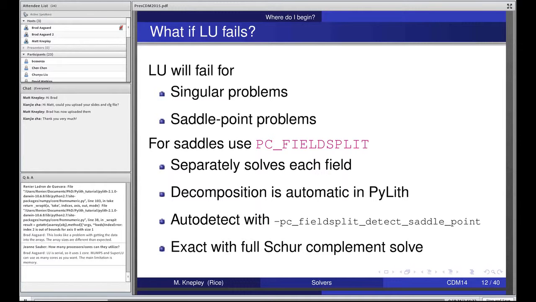So if you use the field split preconditioner, which means decompose the problem into blocks, detect a saddle point, which it will, and detecting is easy, it just looks for zeros on the diagonal of the problem. Then it can pull it apart into blocks, do a direct solver on each block, and put it back together. And this process is called a Schur complement. And so it will automatically do Schur complements if you ask it to, and this is what you need to do. You need to ask it to do this.